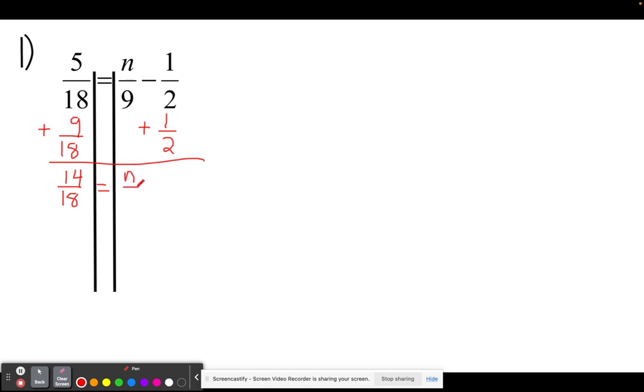Then I have n divided by 9. Now to get rid of that 9, I just need to multiply both sides by 9. So this becomes a 1, and this becomes a 2. So my answer is 14/2, which I could simplify to 7/1, or 7. That's what n is. Again, I highly recommend you check these answers. I'm not going to in my video, just for the sake of time.